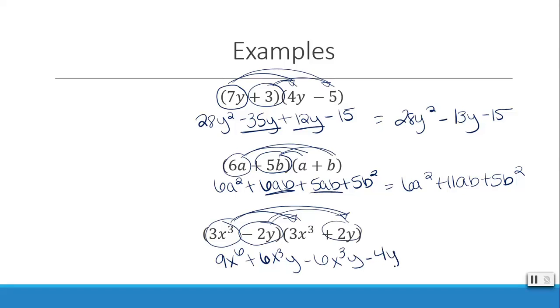And then I'm going to take negative 2y times a positive 2y, which is going to give me negative 4y squared. Now in this case, you've got a positive 6x to the 3rd y and a negative 6x to the 3rd y. Those two are going to cancel each other. They're just going to give you 0. So you're going to be left with 9x to the 6 minus 4y squared.